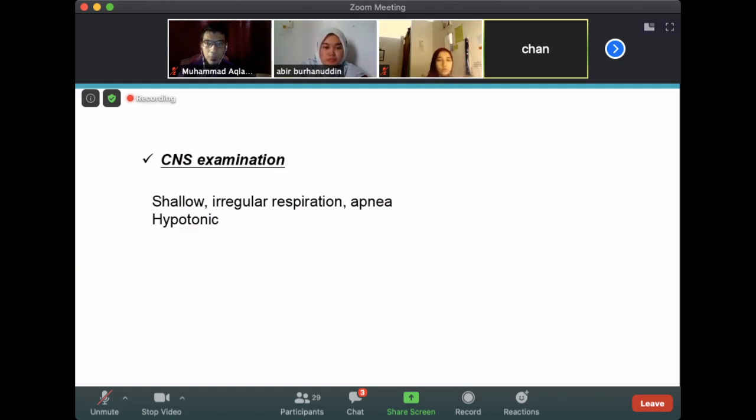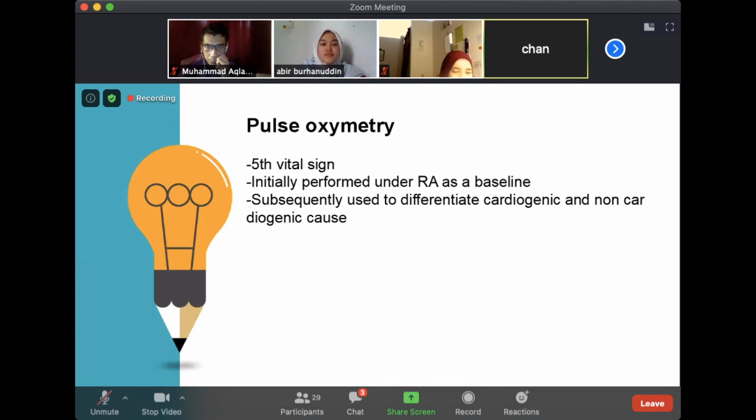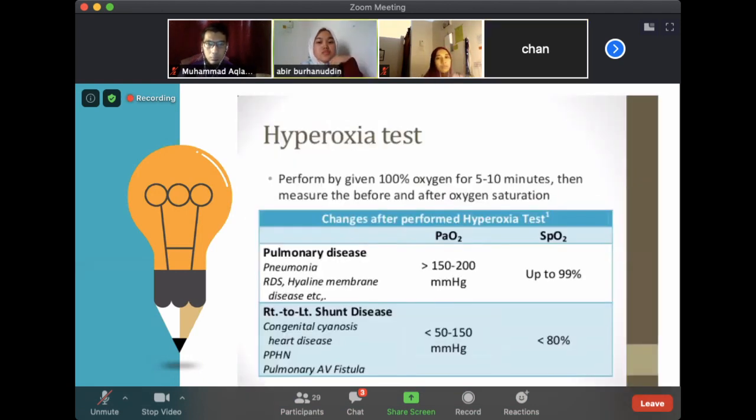Okay, don't forget that you can also be cyanosed because the child is not breathing well. So whether the child is apneic or hypopneic. Yeah. Next. Okay. Not practical, but done theoretically. But like I said, not practical. Next.